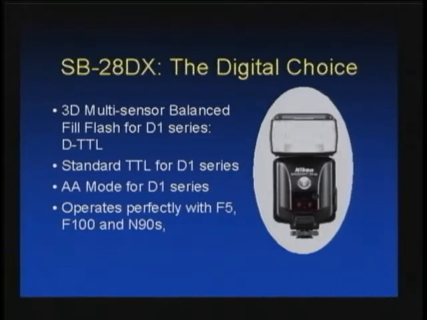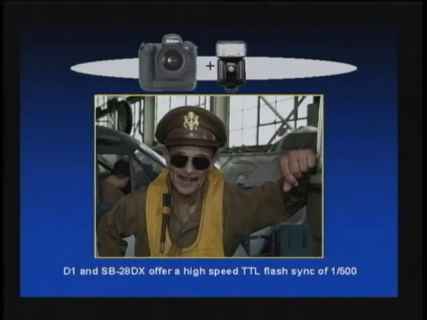If you want to use one flash for both your film cameras and your digital cameras, this is the one I would recommend, the SB28DX, because it operates perfectly with your F5, your F100, and your N90S series cameras. In the photograph of the airman that I showed you before, I took the camera, Speedlight on camera, very simple to do, 500th of a second, pop off that flash, preview on my LCD, check exposure accuracy, and move on to the next subject.